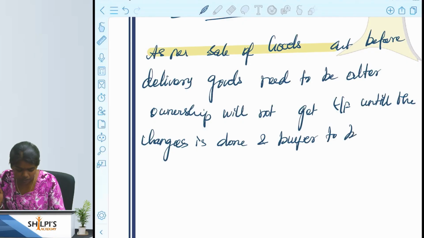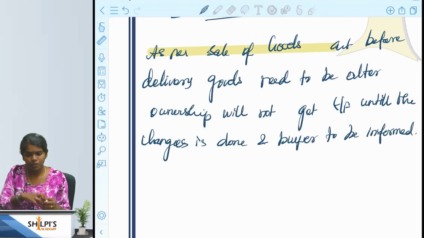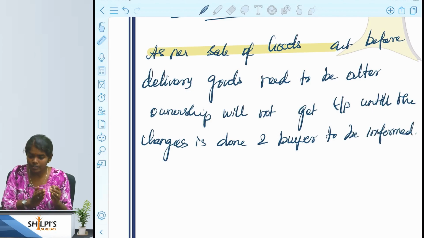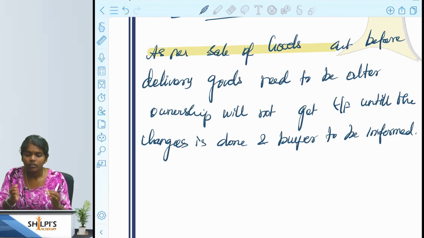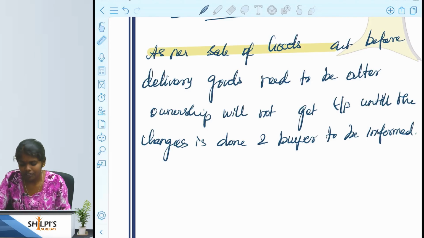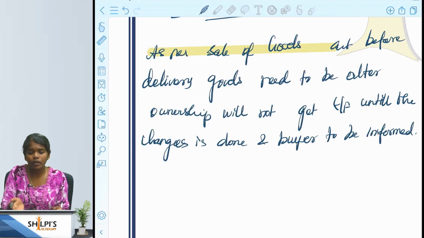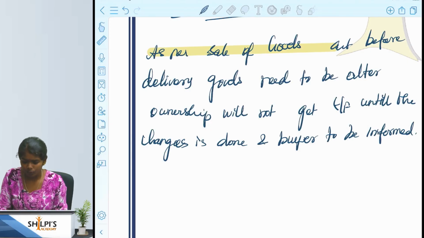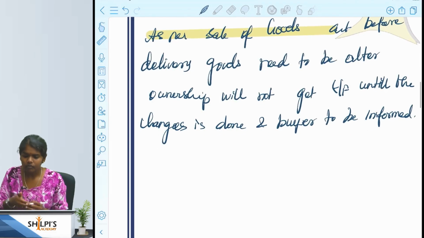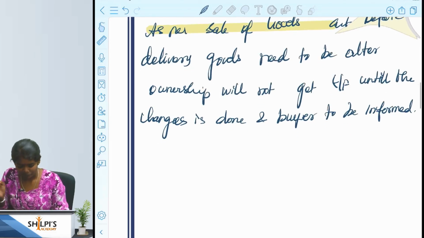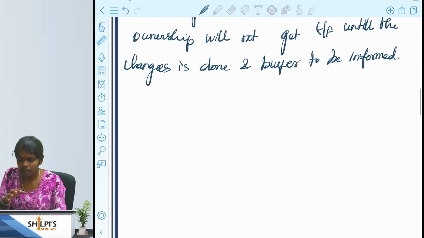buyer to be informed. In the Sale of Goods Act, the provision mentions that if the alteration is completed, the seller has to inform the buyer regarding that. Okay, and if they didn't inform, it is not the buyer's fault. Am I right? Okay, and second, with regards to risk, while selling goods, ownership will also transfer. Correct?